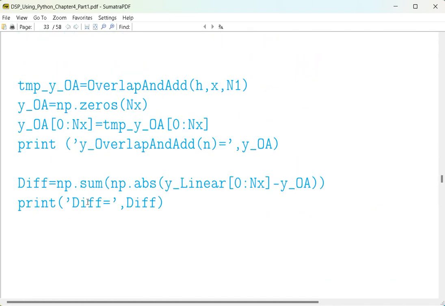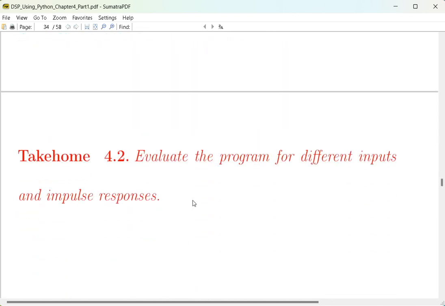Here you see if is numpy.sum(np.abs(y linear from 0 up to nx minus y of overlap)), and the results show that there is no difference between the results. Now evaluate the program for different inputs and impulse responses. Just leave test patterns. 1, 2, 3, 4 is not a complete idea. Just choose a cosine input and then any impulse response you wish, and then run the program and report the results.